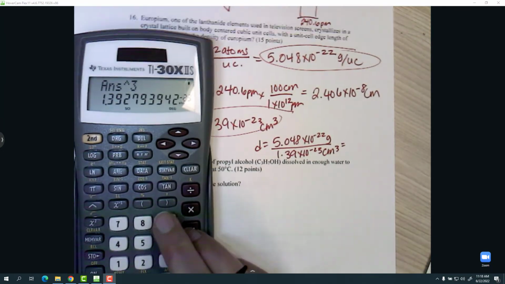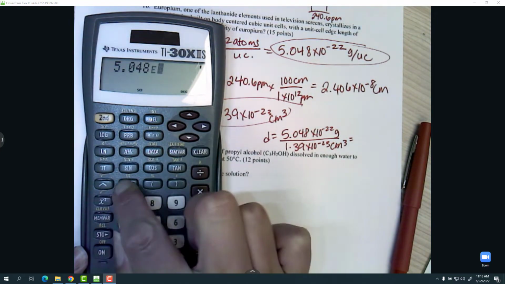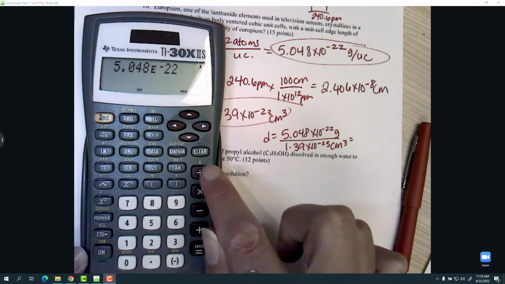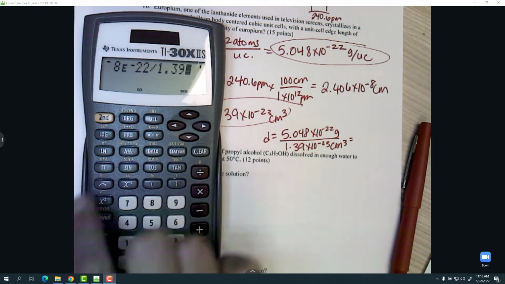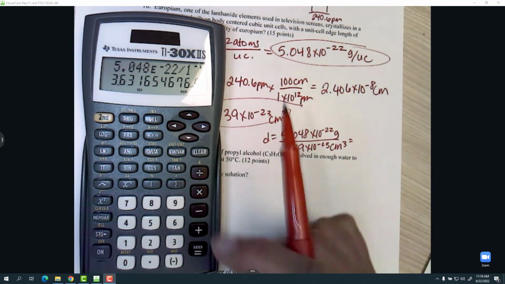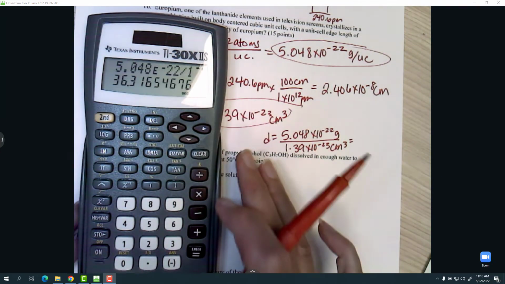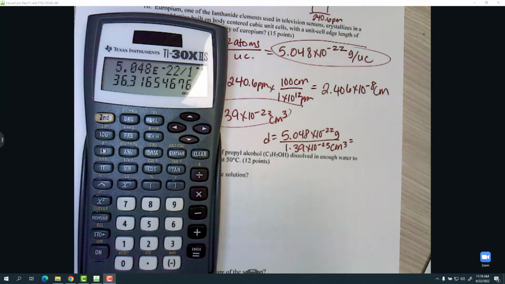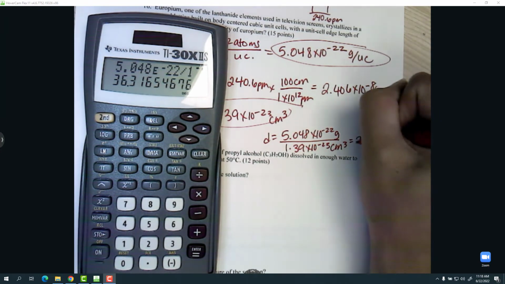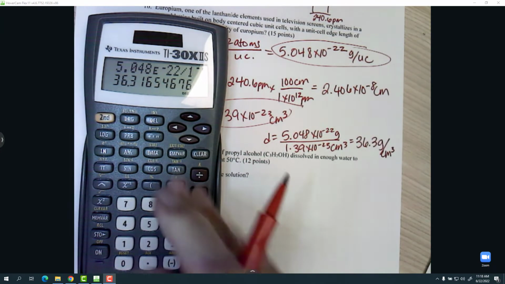And let me just type this in all again so you can see it one more time in case you're struggling with that part of it. 5.048 times 10 to the minus 22 divided by 1.39 times 10 to the minus 23. This time I got times 10 to the 1. That's kind of a small number for scientific notation, so I'll go ahead and convert it back, and I got 36.3 grams per centimeter cubed.